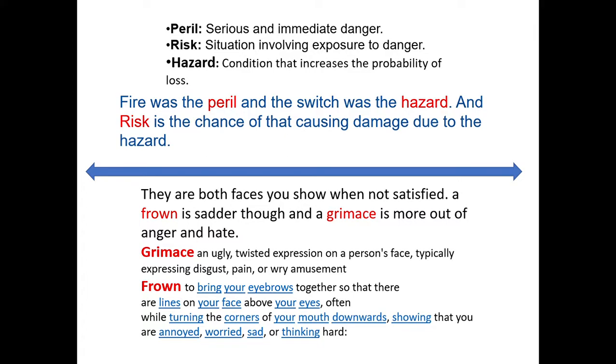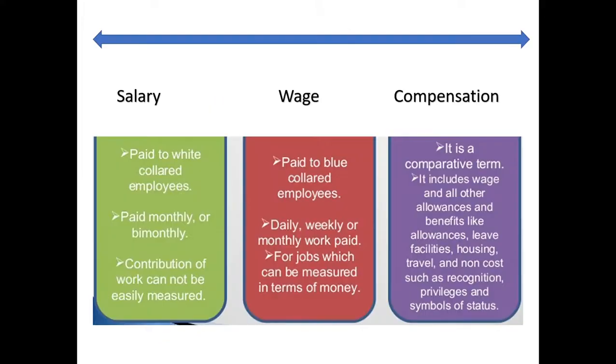On the other hand, frown is to put your eyebrows together and turn the corners of your mouth downward, showing that you are either worried, sad, thinking, or even annoyed that someone is bothering you that much. Okay, so as you can tell, grimace is mostly about disgust, pain, anger. Okay, and frown is mostly sad.